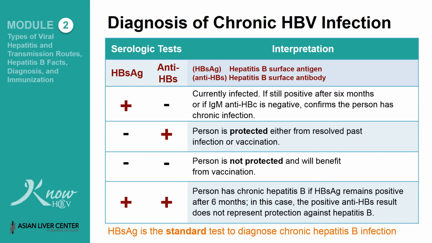If both HBsAg and anti-HBs are negative, then the person does not have chronic hepatitis B and is not immune. This person will benefit from vaccination. If both HBsAg and anti-HBs are positive, and HBsAg remains positive after 6 months, then the person has chronic hepatitis B. In this case, the positive anti-HBs result does not represent protection against hepatitis B. HBsAg is a standard test to diagnose chronic hepatitis B infection.